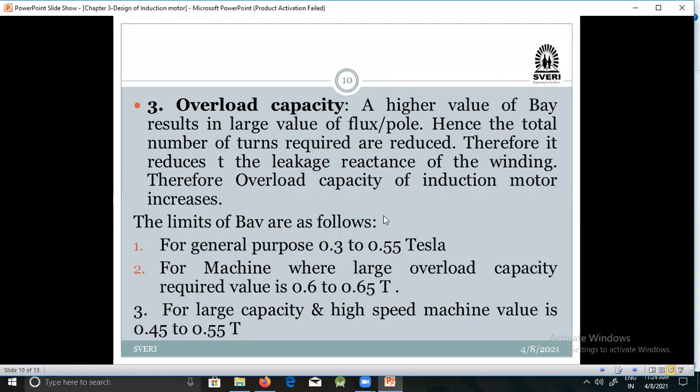Okay, so therefore it reduces the leakage reactance of the winding, and due to that the overload capacity of the motor is going to be increased. Whenever you have drawn the simple circle diagram in the second standard for the electrical machine, at that time you have seen the relationship between flux and the leakage reactance. So when the value of flux is increased, the leakage reactance of the windings of that particular machine is reduced, so that the overload capacity of that particular motor is increased.